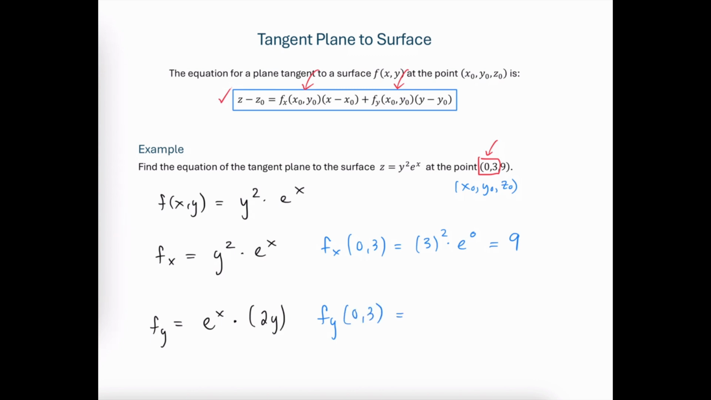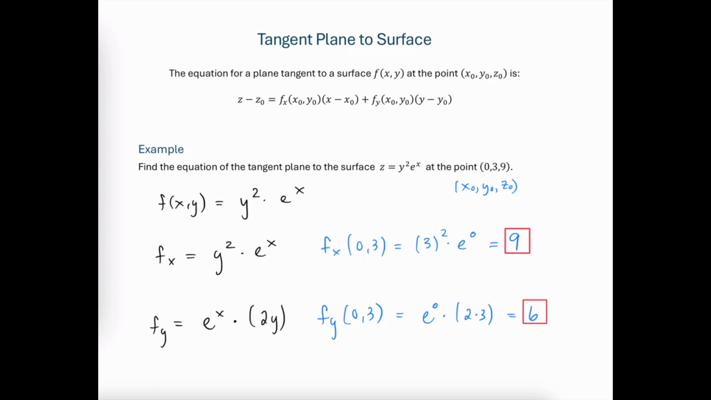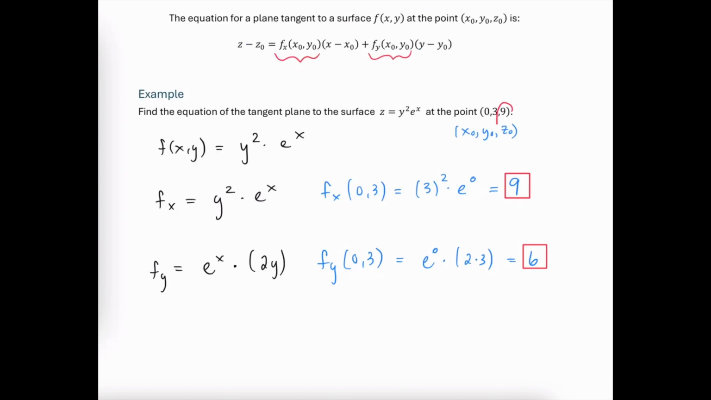The first partial with respect to y evaluated at 0, 3. Again, we plug in 0 for x, 3 for y. 0 plugged in for x, we're going to get e to the 0. 3 plugged in for y, we're going to get 2 times 3, which is 6. And so this multiplies together to just give me 6. So now we take the values 9 and 6 and we plug them in for these first partials here. And again, z naught is going to be the z coordinate of our ordered triple.